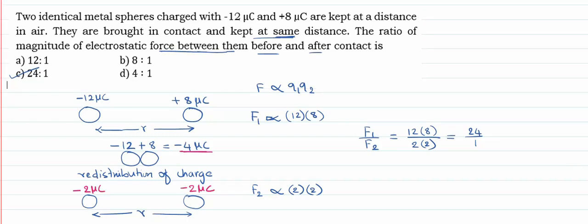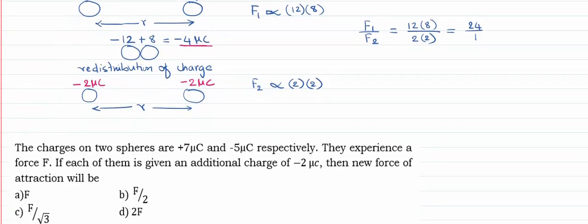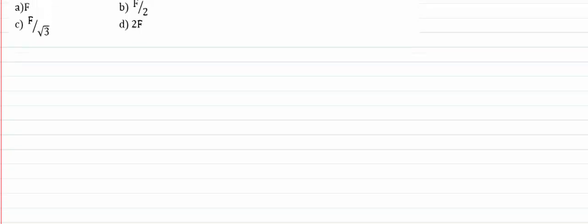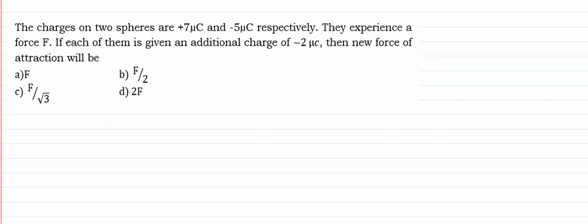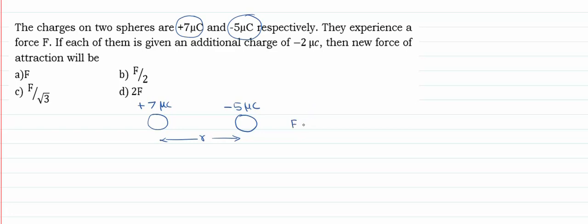Clear, students? Next one. The charges on two spheres are plus 7 microcoulomb and minus 5 microcoulomb. They experience a force of F. So two spheres are there, on one the charge is plus 7 microcoulomb and on the other minus 5 microcoulomb. The distance is not given, so I will take R. The force between these two is F.